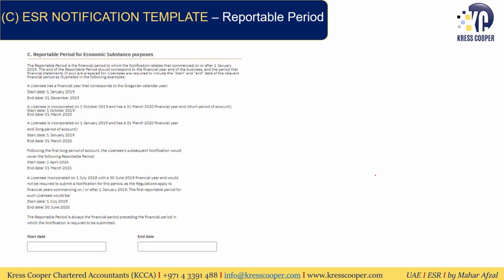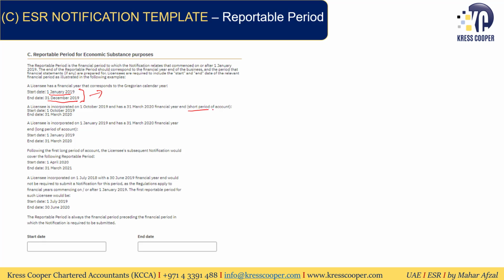They have given this detail in the notification template. They said if the entity's financial year starts from 1st Jan 2019 and ends 31st December, it will be considered a full financial year. They will be required to submit the notification by 30th June 2020.